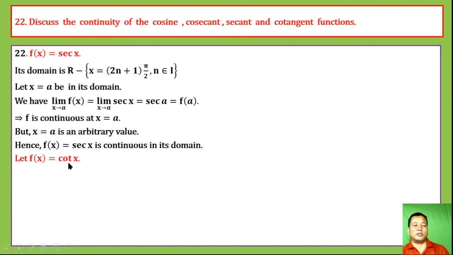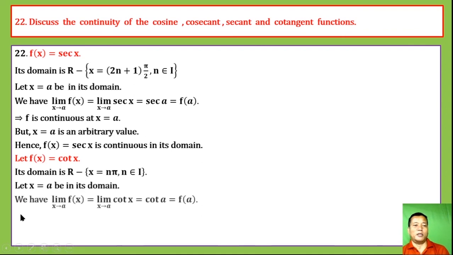Let f of x equal to cosec x. Its domain is R minus x equal to n pi, where n belongs to I. Let x equal to a be in its domain. We have limit of f of x as x tends to a equal to limit of cosec x as x tends to a, equal to cosec a, equal to f of a. But x equal to a is an arbitrary number. Hence f is continuous.